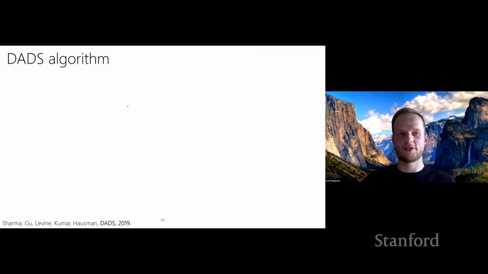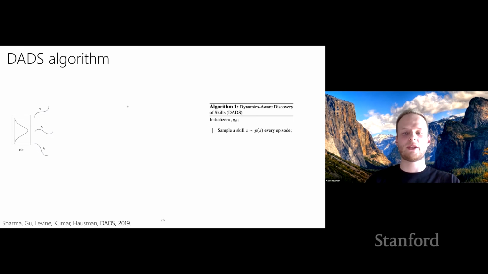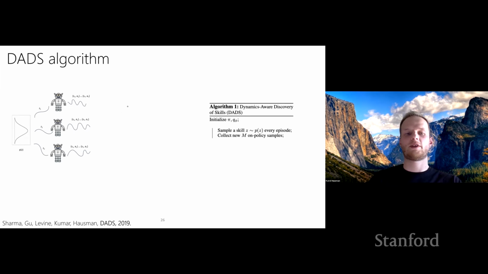All right, so summing all of this together, we arrive at an algorithm called DADS that was introduced by Archit Sharma et al. And the algorithm works as follows. So we first initialize our policy, and we initialize what we previously discussed as a classifier, which is now the skill dynamics model, q_phi. Now we sample a skill from some prior distribution, and that prior distribution should be as uniform as possible. In this case, I drew it as a Gaussian, but it could be just a uniform distribution. We sample those skills, and then we collect M on-policy samples. So for every given Z, we'll give it to a robot, and we'll tell the robot to do something according to that Z.